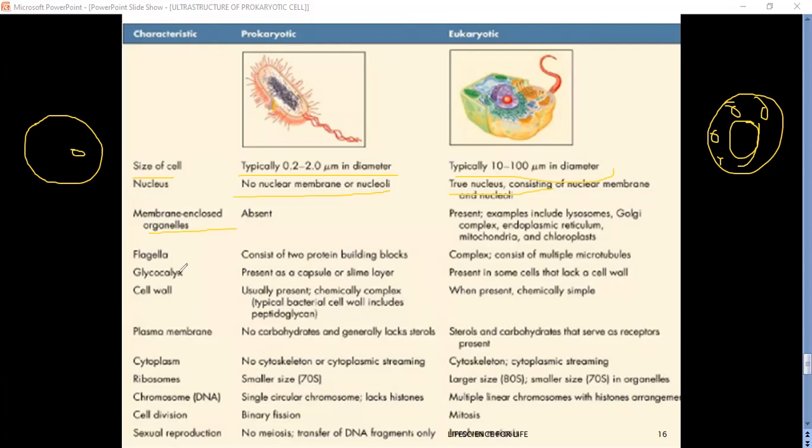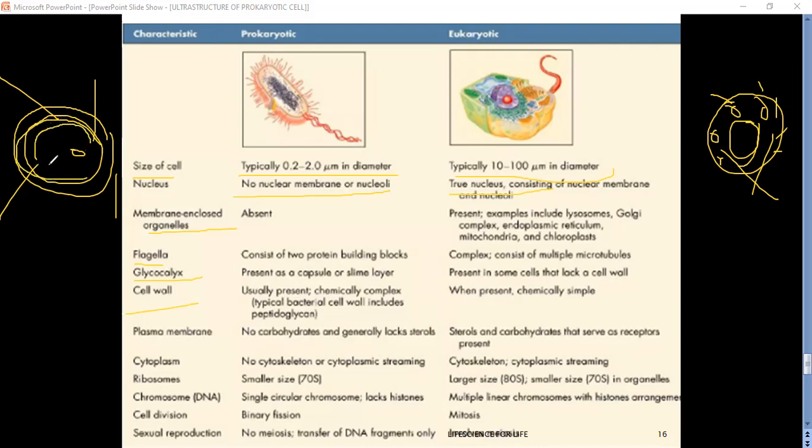Prokaryotes have only ribosomes. Flagella: eukaryotic flagella-like structures contain microtubules in their membrane, while prokaryotic flagella contain two protein building blocks. Prokaryotes have the glycocalyx, a capsule-like layer outside the cell wall; eukaryotes don't have any glycocalyx. Prokaryotes have the cell wall, a structure present outside the cell membrane; eukaryotic animal cells don't have any cell wall. The final outermost membrane is the cell membrane.